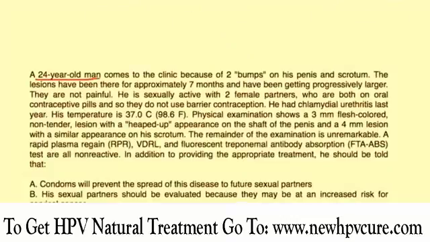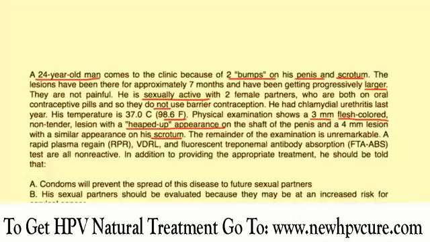A 24-year-old man comes to the clinic because of 2 bumps on his penis and scrotum. The lesions have been there for approximately 7 months and have been getting progressively larger. They are not painful. He is sexually active with 2 female partners who are both on oral contraceptive pills, so they do not use barrier contraception. He had chlamydia urethritis last year. Temperature is 96. Physical exam shows a 3 millimeter flesh-colored, non-tender lesion with a heaped-up appearance on the shaft of his penis, and a 4 millimeter lesion with a similar appearance on his scrotum. The remainder of the physical exam is unremarkable.